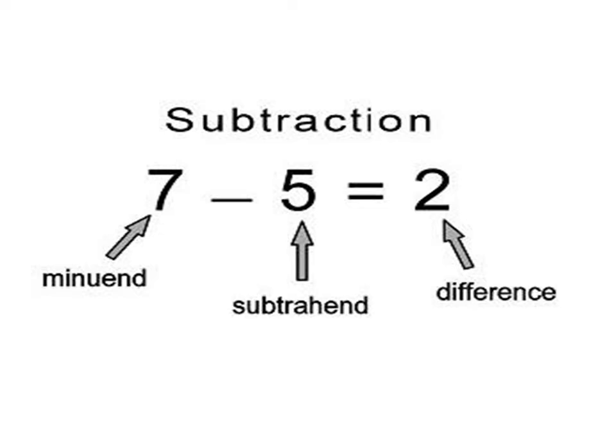So the number from which the number is subtracted is called minuend. The number which is subtracted is called subtrahend. The answer we get is called the difference. So here 7 is the minuend and 5 is the subtrahend and the answer we get is called the difference. The answer is 2 here. 7 minus 5 gives you 2.